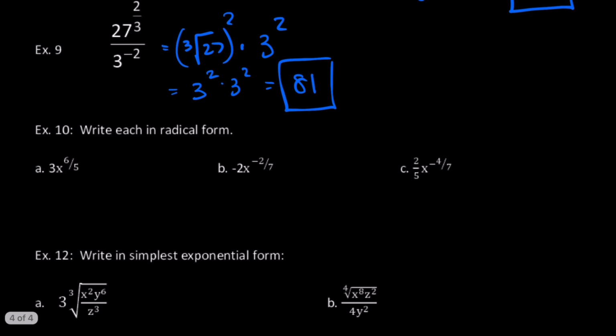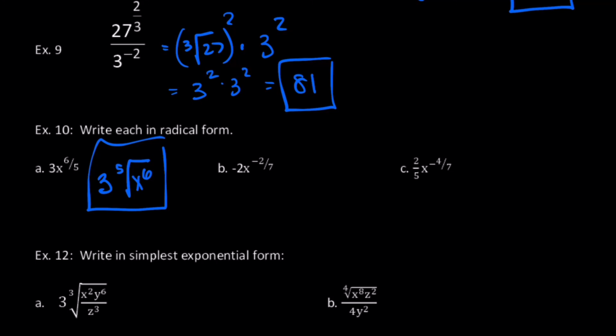All right, so let's work with more of these rational exponents. Example 10, I want to write each in radical form. So I want to eliminate any fractional exponent. So 3 times x to the 6 fifths, this is going to be 3. Remember, this exponent here only goes to the x. It does not go to the number out in front. There's no parentheses. So this will be 3 times the 5th root of x to the 6th.